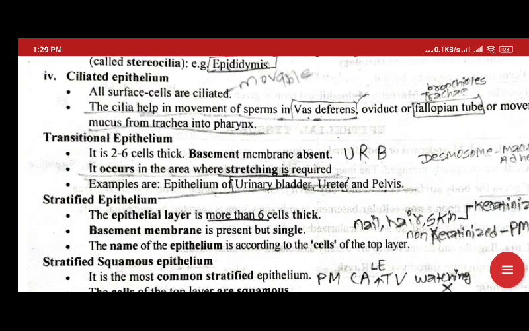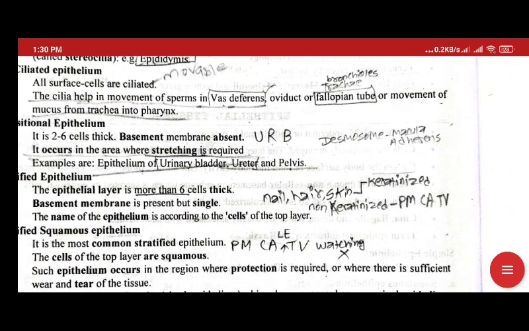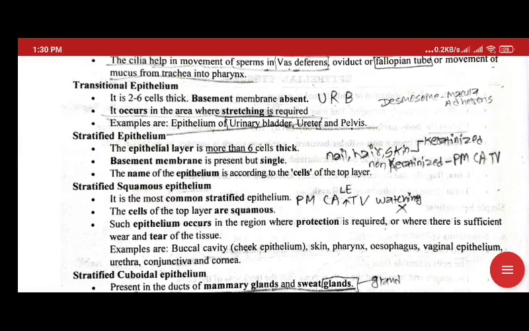In transitional epithelium, students, we have different cell layers to give strength and flexibility, in organs that stretch. The example is URB. U for ureter. R for renal pelvis. B for urinary bladder. Now also here we have stratified epithelium.